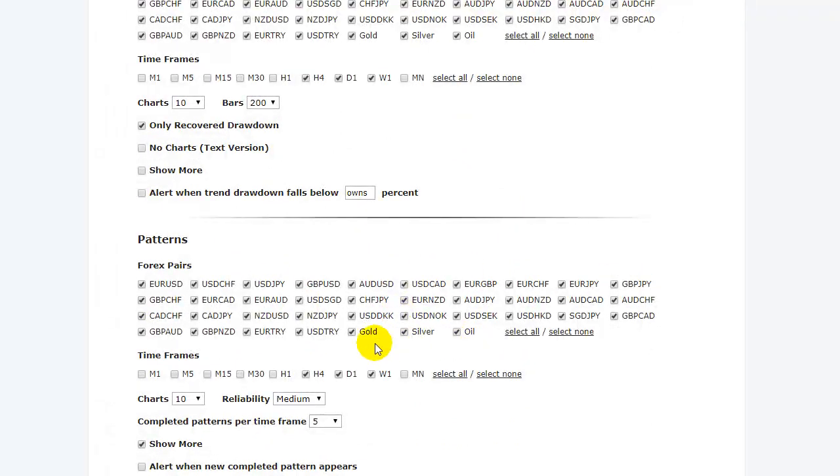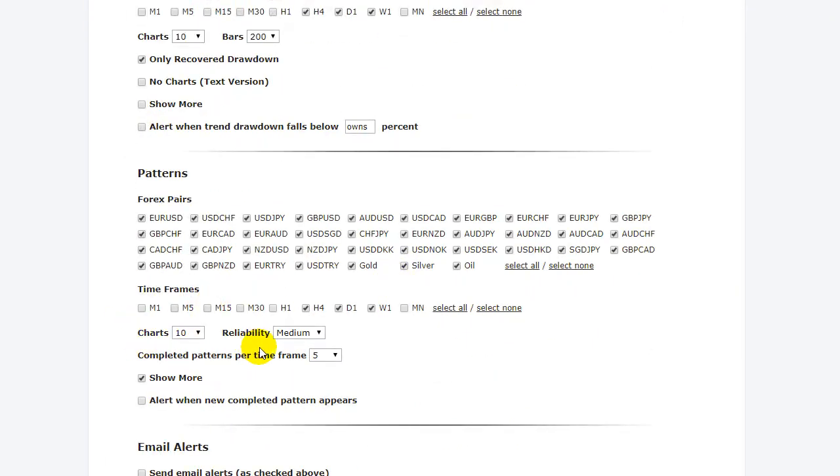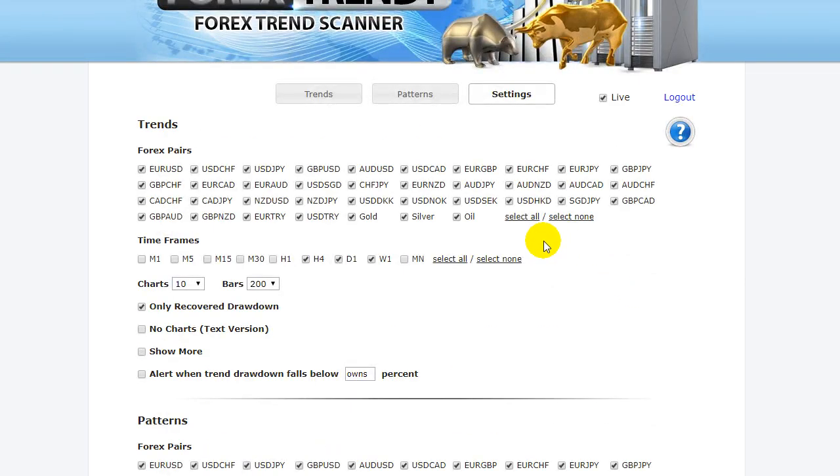But these are the pairs that you can select, oil, silver, gold as well. So just make sure that when you do sign up to Forex Trendy that you are adjusting these. And I really think that you would be wise to go through each of these and see which one suits your personality and your aggressiveness as a trader.